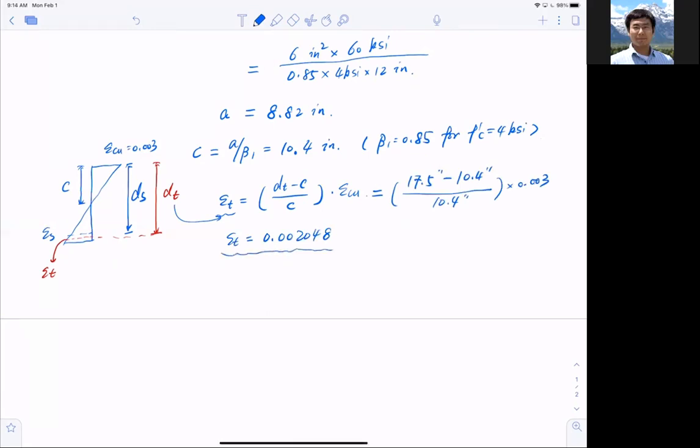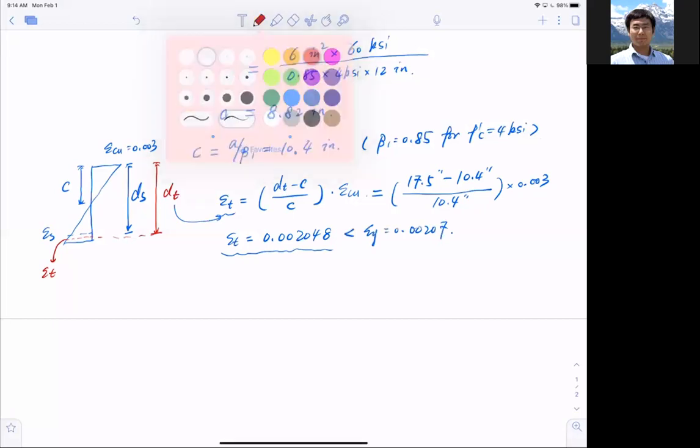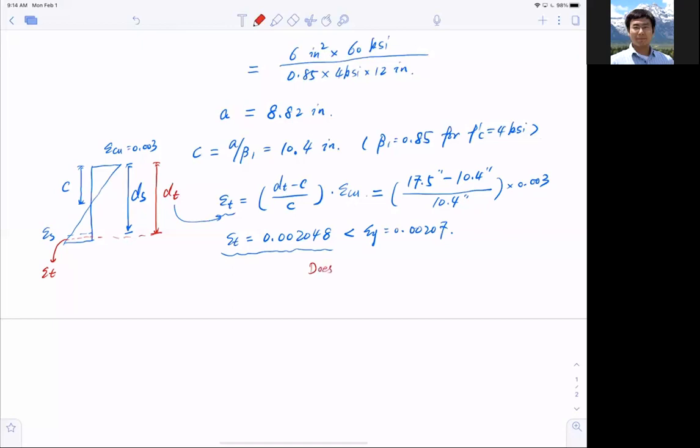Be careful, this is smaller than the yield strain of 0.00207. So what happens is that this one does not yield. We have a problem. This one does not yield. So what we need to do, because somebody said something.